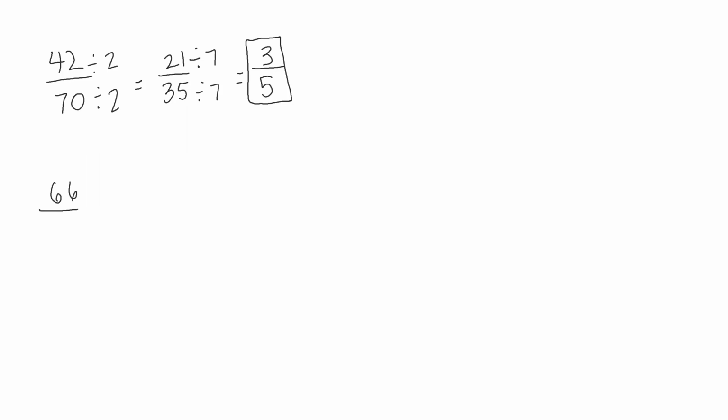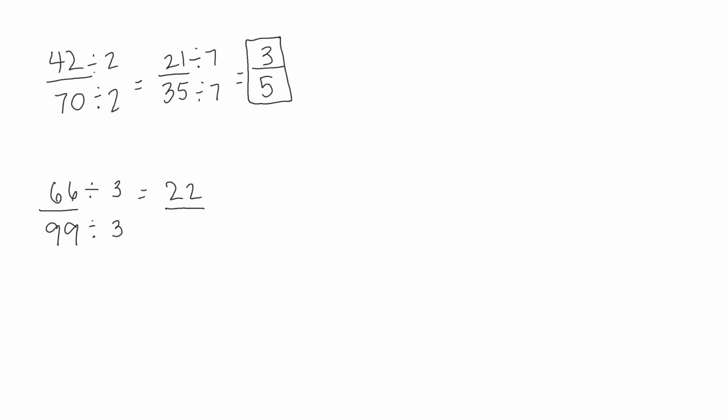Let's try another one. Now, 66 and 99. This one's a little tough, all right? Both numbers are not even, so we can't divide by 2. 3 is not going to work. Well, 3 could work. No, 3 is not going to work. Yeah, it would. So let's try 3. There's a bigger factor that's a little bit more obvious. You could try 11, but let's go ahead and just do 3. So 66 divided by 3 would be 22.